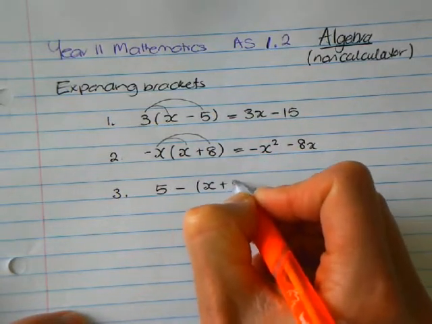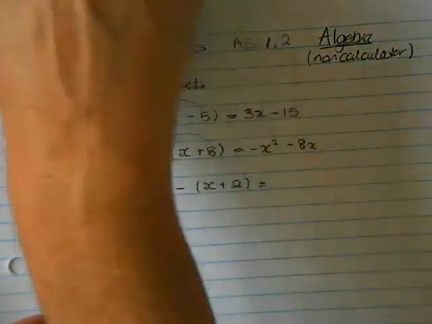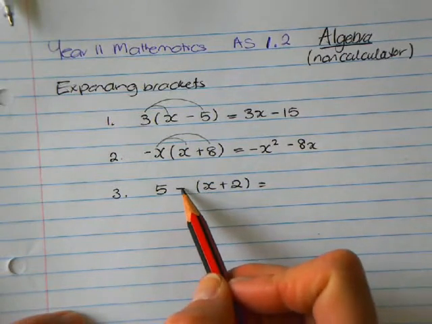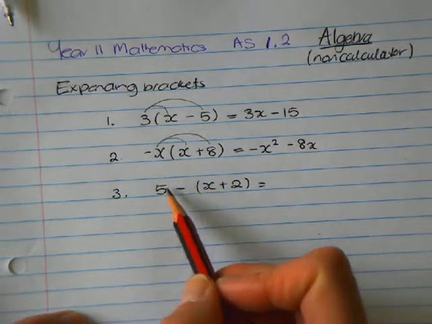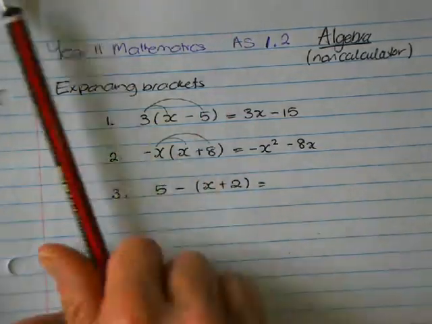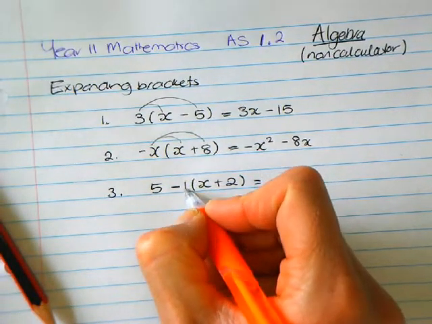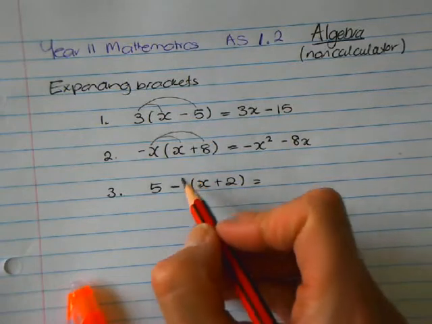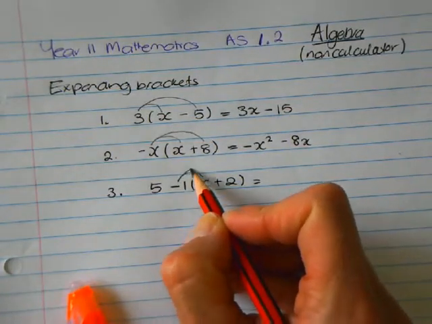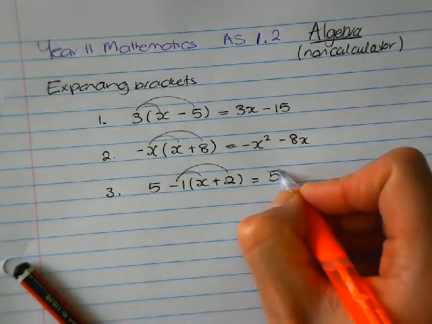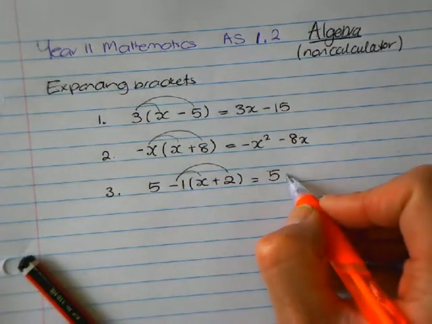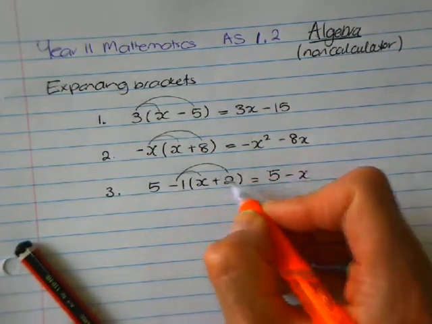Now I'm going to show you how to do this with a number in the front: 5 - (x + 2). So we've got a bracket here, and we've got to multiply everything by this negative sign. In other words, 5 take off x and 5 take off 2. So we can put a 1 in here if we like, so that makes it easier. Negative 1 times x, negative 1 times 2.